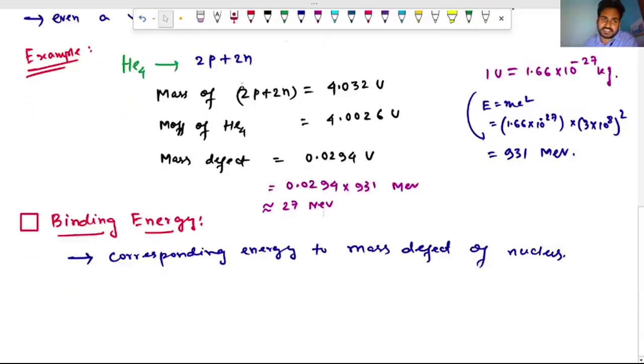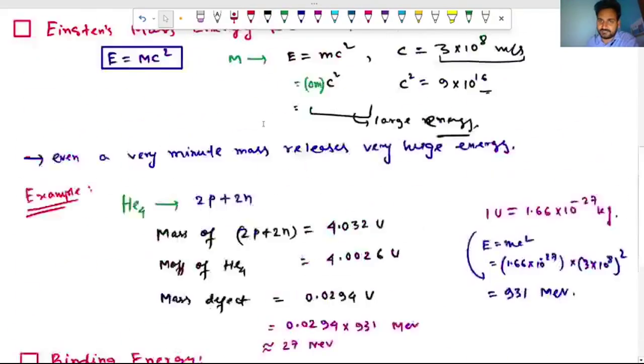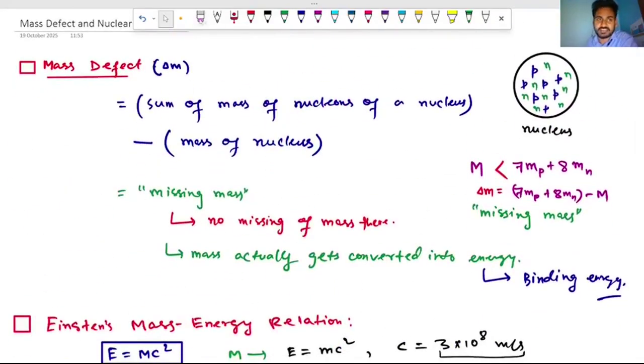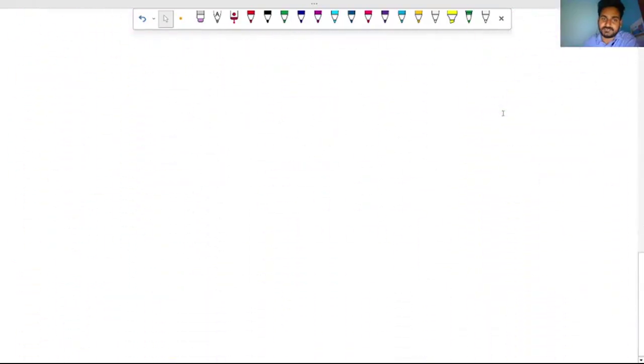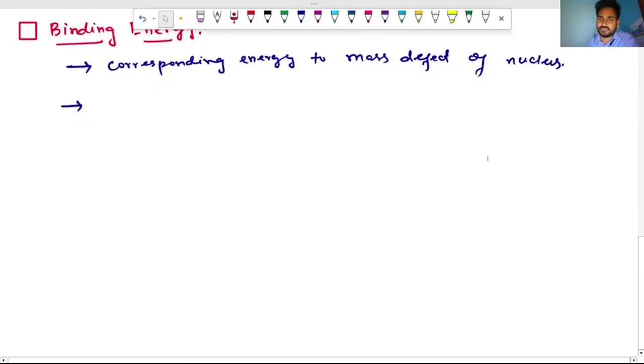Now let us come back to binding energy. As I told, it is the energy corresponding to the mass defect of the nucleus. It is also defined in some other way. Suppose you already have a nucleus, and you want to break it into its constituents, the nucleons.